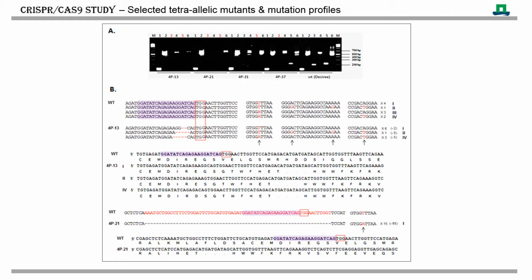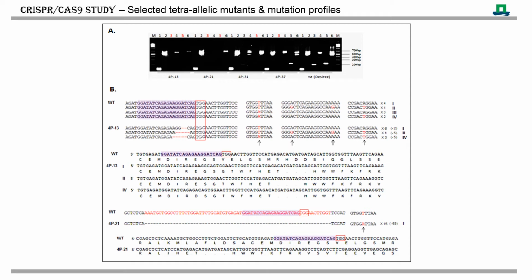42 chromatin-resistant transformants of Desiree were analyzed for tetra-allelic events. 4 plants, 4p13, 4p21, 4p31, and 4p37 were selected as tetra-allelic mutants because the wild-type bands in PCR at target sites were absent. Sequences for the used primers are conserved in all 4 wild-type alleles, so it strongly indicated the 4 alleles in the mutants without PCR product were completely disrupted. The PCR product covering the mutated target site was cloned.